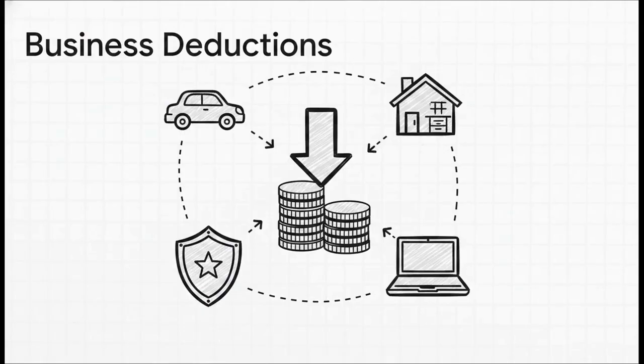But there is a silver lining for 1099 contractors, and that is business deductions. Unlike W-2 employees who generally cannot deduct their work-related expenses anymore, 1099 contractors can deduct legitimate business expenses. We are talking about things like mileage and vehicle expenses, the home office deduction, equipment, software, and even insurance premiums. These deductions are incredibly powerful because they directly reduce the income on which both your self-employment tax and your regular income tax are calculated. Plus, there is another massive perk. 50% of the self-employment tax you pay is deductible as an above-the-line deduction before your income tax is even calculated.